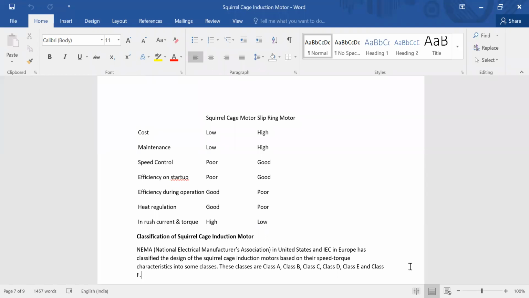So in the next class, we will do the classification of squirrel cage induction motors. Right? Any doubt? Any doubt till here?